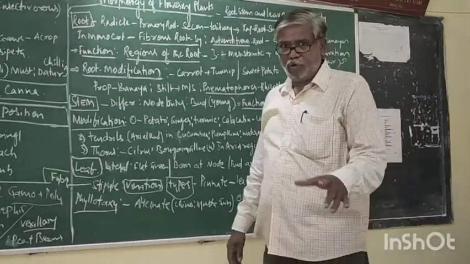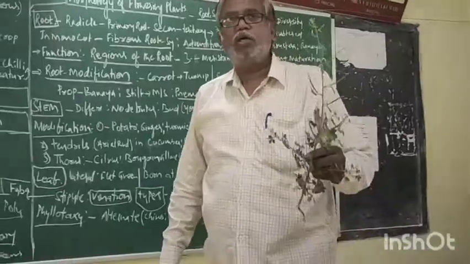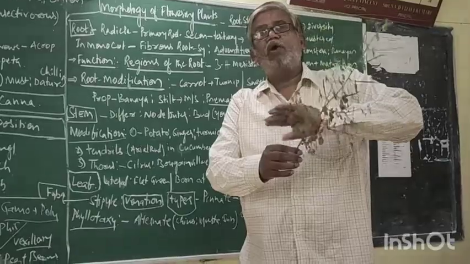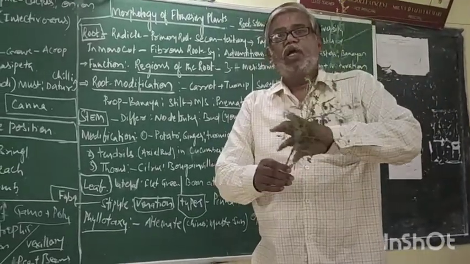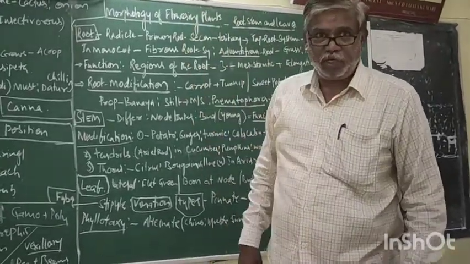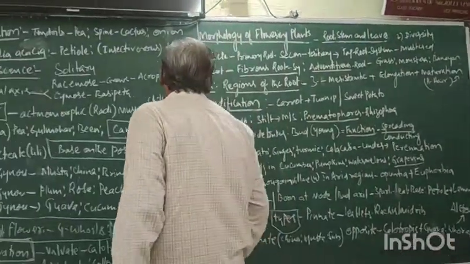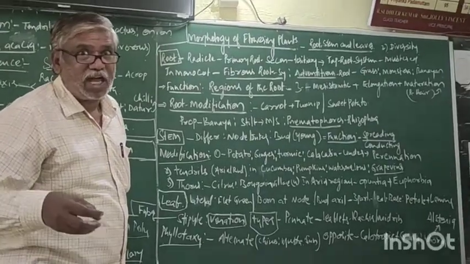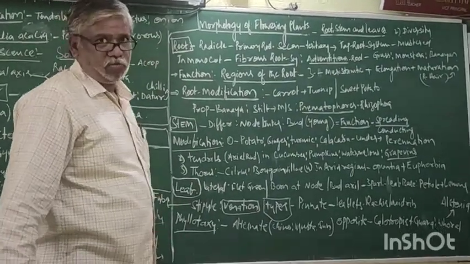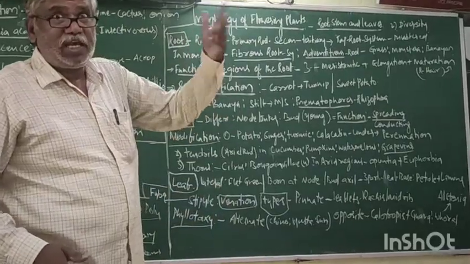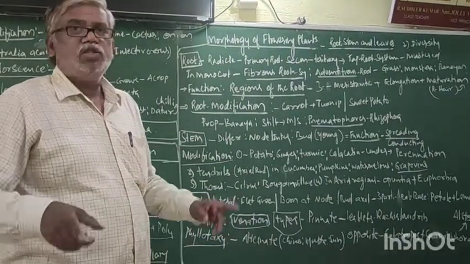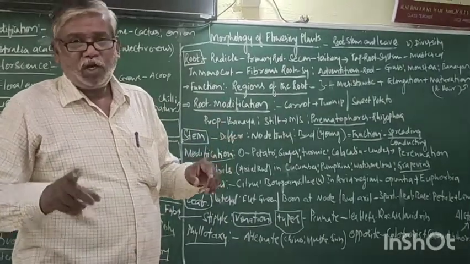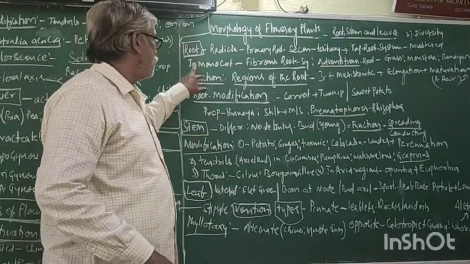Now, one by one. When you take an angiosperm plant, the basal part which is underground, the remaining is aerial. That means majorly two parts: root system and shoot system. The part of the plant which is underground is called the root system. The part which is aerial is called the shoot system. The shoot system contains stem, flowers, leaf and fruits.